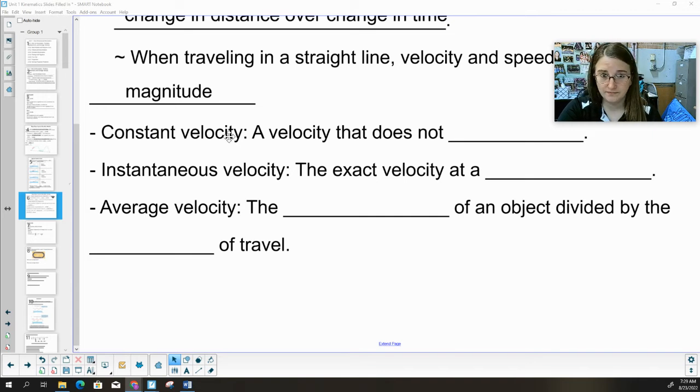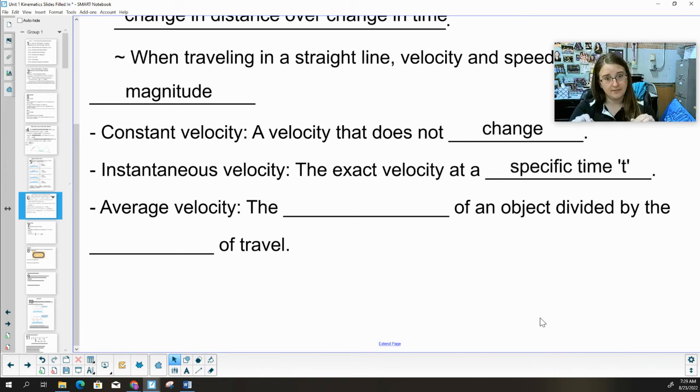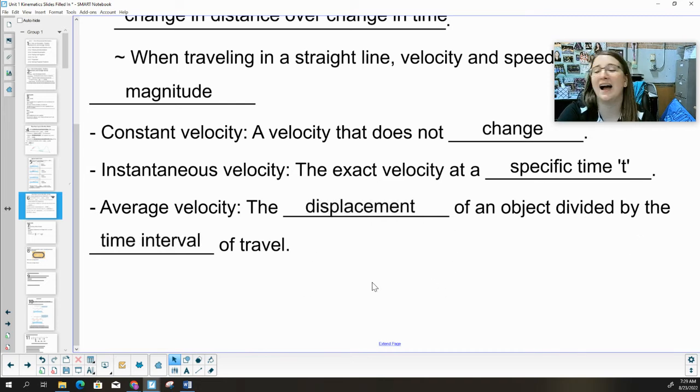A couple other vocab words here. We talk about a constant velocity, which is a velocity that does not change, like if I'm just on cruise control. We can also talk about an instantaneous velocity, which is the exact velocity at a specific time t. If I have a changing velocity, the instantaneous velocity is the velocity at that point. It might change later, but instantaneous means in that instant. And lastly, we can talk about an average velocity, which is the displacement of an object divided by the time interval of the travel. So even if my velocity is changing, if I can see my total displacement divided by my total time, that'll give me the average.